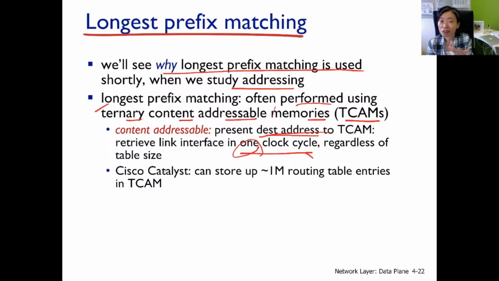Now, as you can imagine, TCAM is very expensive. The Cisco Catalyst series allows us to store 1 million of these prefix entries. So it's a very expensive router. By the way, Cisco is one of the biggest router designers and manufacturers. There are actually a number of router manufacturers in Taiwan as well, like D-Link and Asus. But the routers manufactured in Taiwan are usually lower cost, good enough for maybe home use, access point use, or enterprise use.